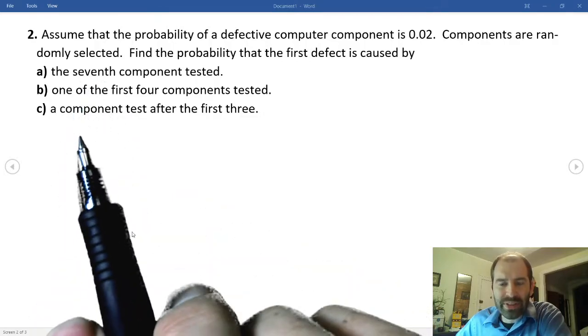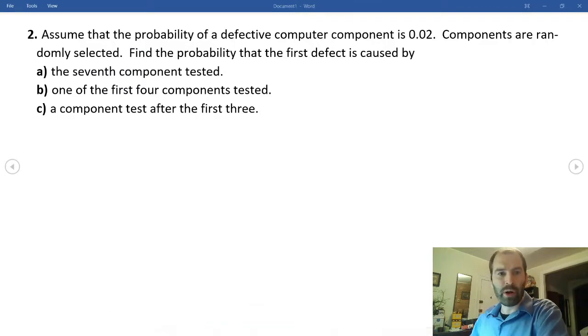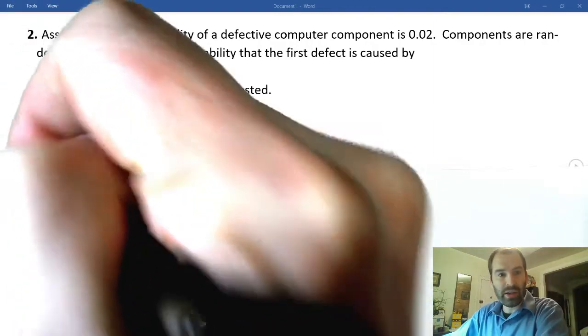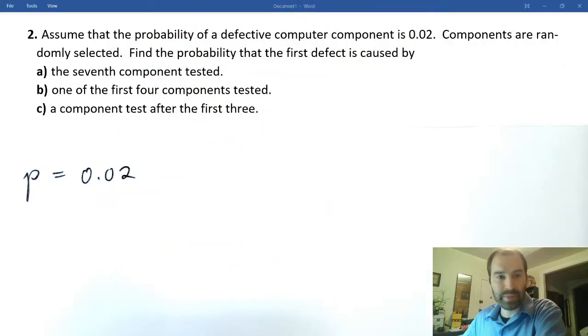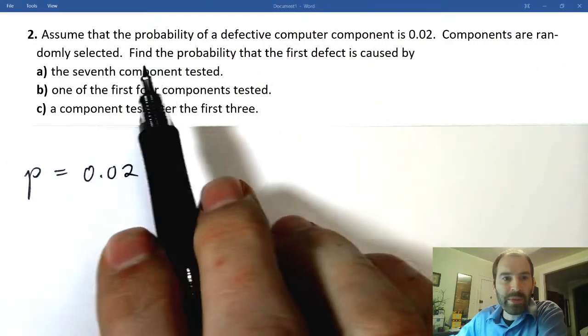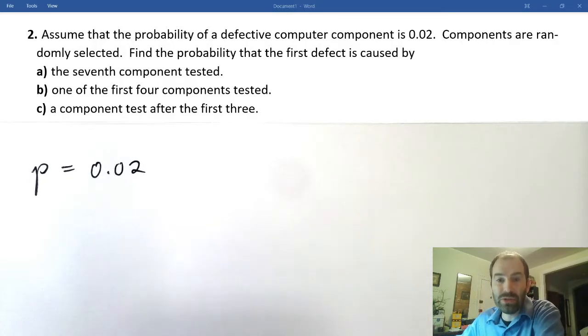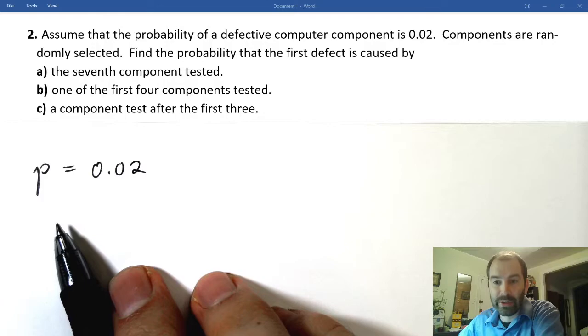What kind of distribution is this? Well, let's look at what we're doing. We have a probability of a given component being defective, right? The probability is 0.02, okay? Components are randomly selected. Do we have a fixed number of components? Are we limiting ourselves to only choosing 10 components? No, we're not limiting ourselves to any number of components. We're just going to keep choosing components until we find a defect. So there's no n here, right? So this can't be binomial.